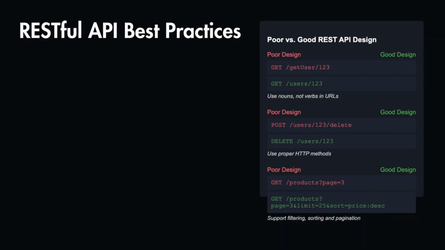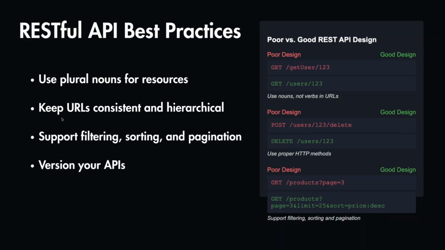When it comes to best practices of RESTful APIs, first of all, notice that we are using plural nouns for all of the resources. So instead of /product, we are using /products for retrieving the products collection. So you should always use the plural in this case.